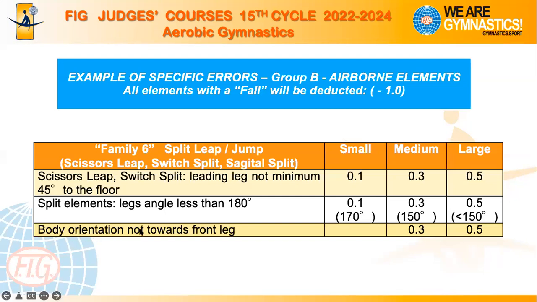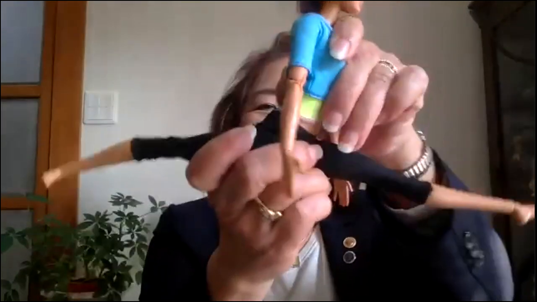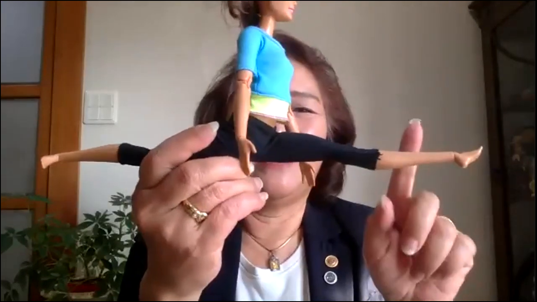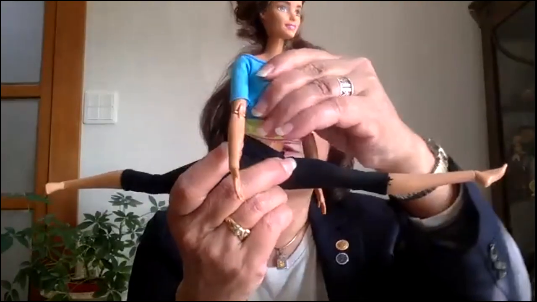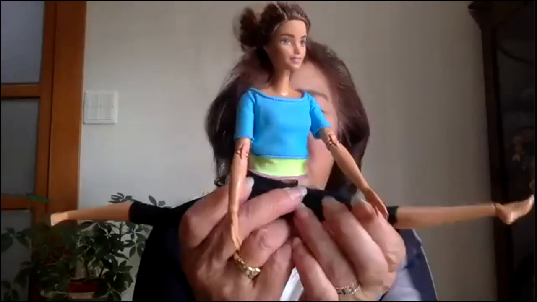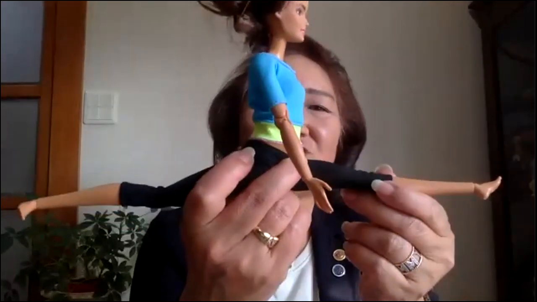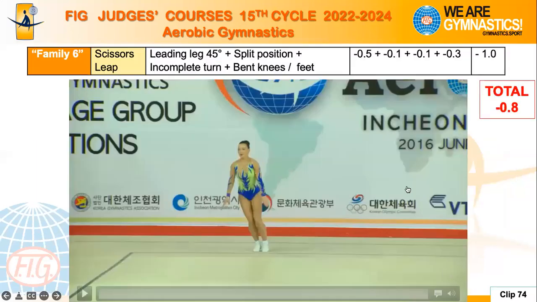Then body orientation not towards front leg means, when they're in a split position, towards the front. I don't know if my Barbie can do it, but if they are doing the split, this is a front leg. So her body orientation is towards the front leg. If she's doing it this way, it's not towards the front leg. But when you have a split, your body orientation should be towards the front leg, because we're seeing many split jumps with the body in a totally different orientation, and it does not look like a split jump. Therefore, you check these, okay? And 3 and 5 for that.